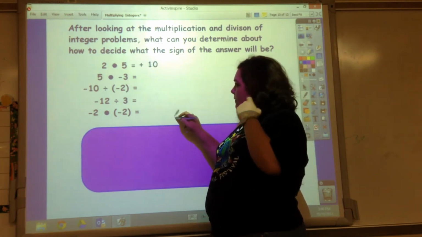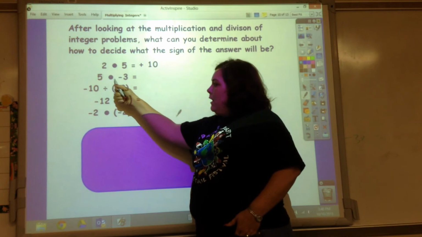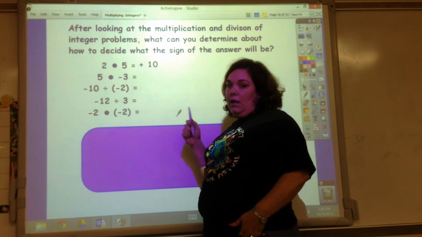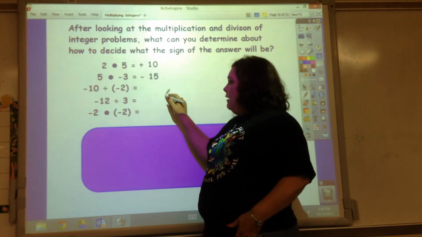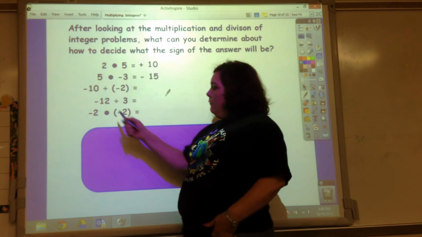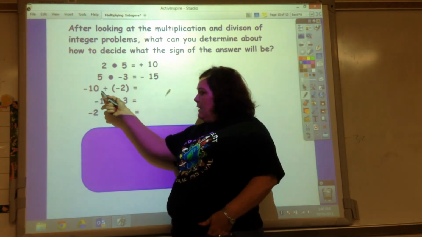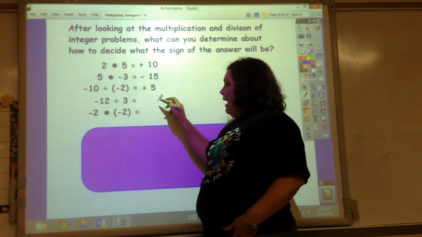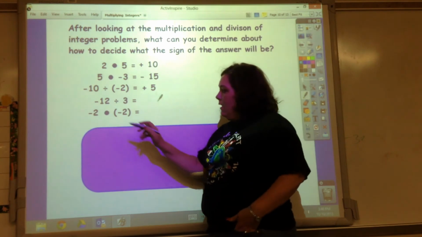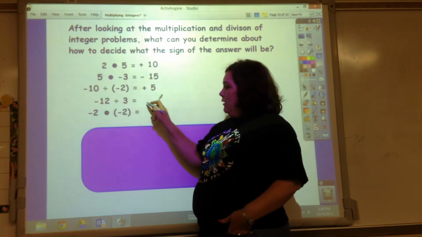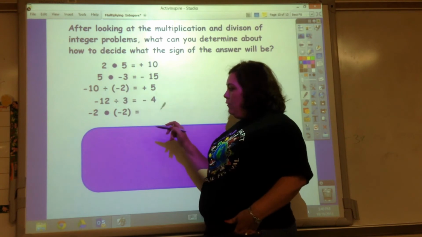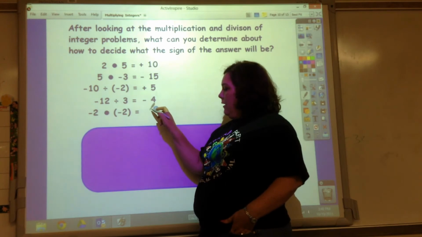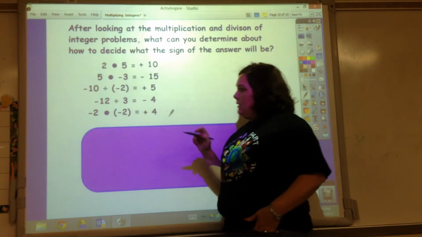And then we have 5 times -3. We saw that if you have -3 integers and you do them 5 times, you're going to get -15. And then we showed groups of 10 red integers into groups of 2, and it was 5 groups, and that's positive. And then we showed -12 divided by 3 was -4 groups. And we showed -2 times -2, a negative times a negative, was a positive.